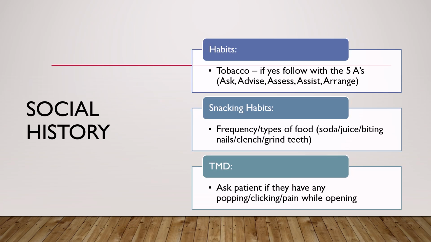We also want to ask about their social history. What are their habits? If the patient states that they are a tobacco user, we want to follow up with the 5 A's: ask, advise, assess, assist, and arrange. Ask them about their snacking habits, the frequency, soda, juice. Do they bite their nails? Are they clenching or grinding their teeth? Do they wear a night guard?